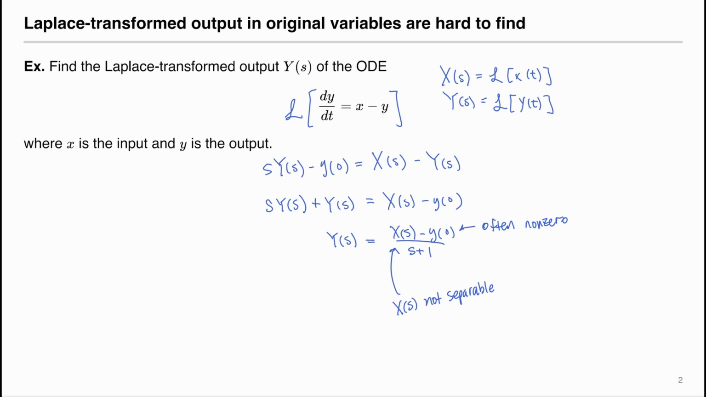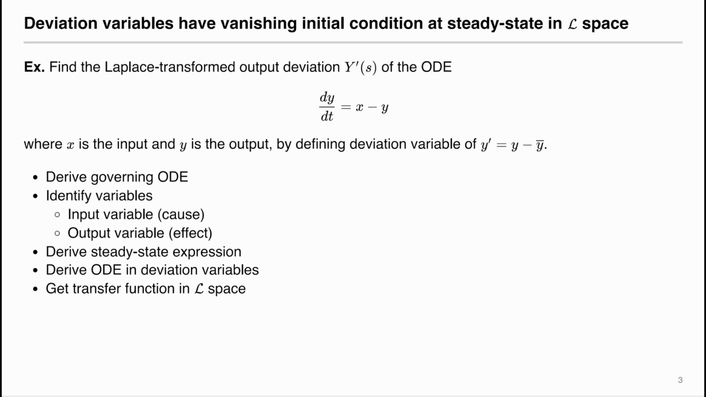We cannot write it in terms of the ratio between Y(s) and X(s). There is no such ratio relationship in the original variable space. And that is why we want to use deviation variables.